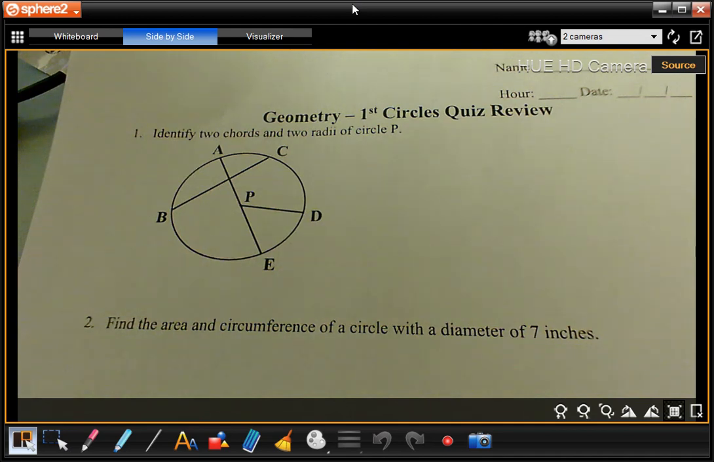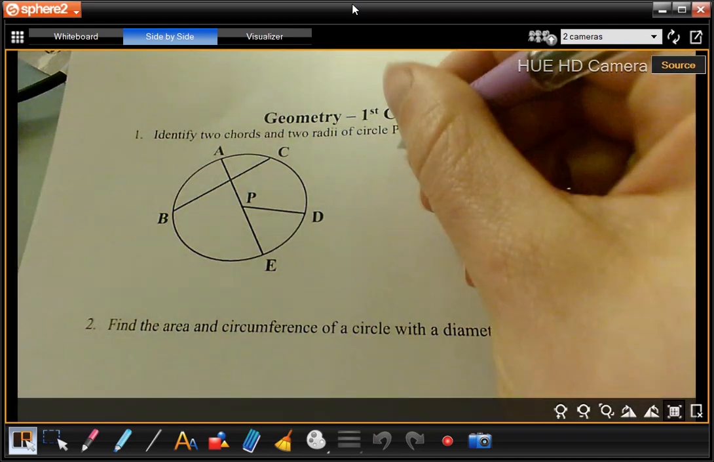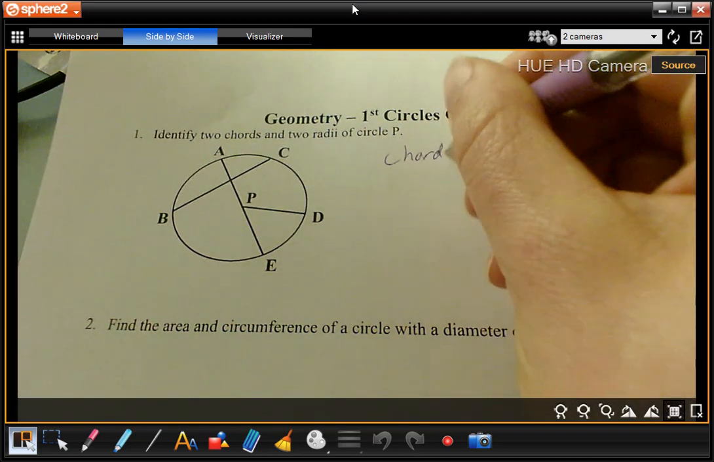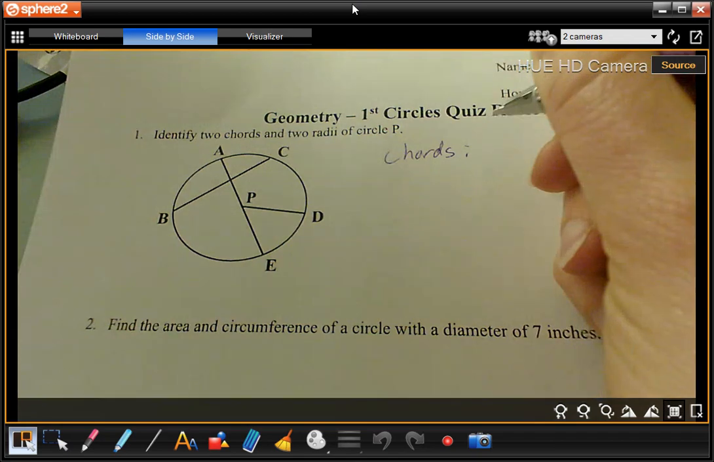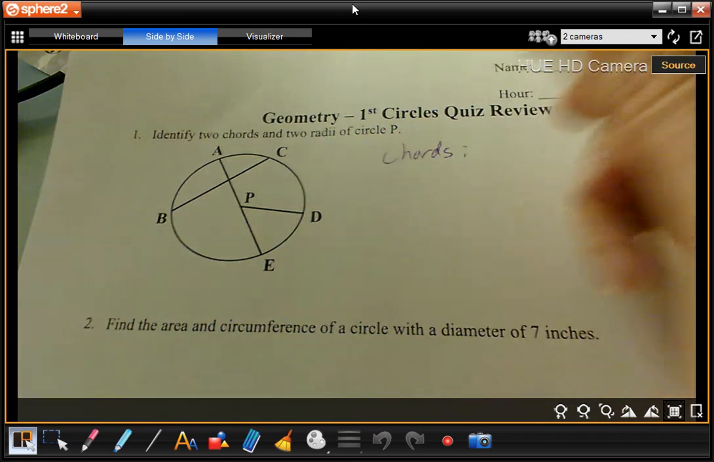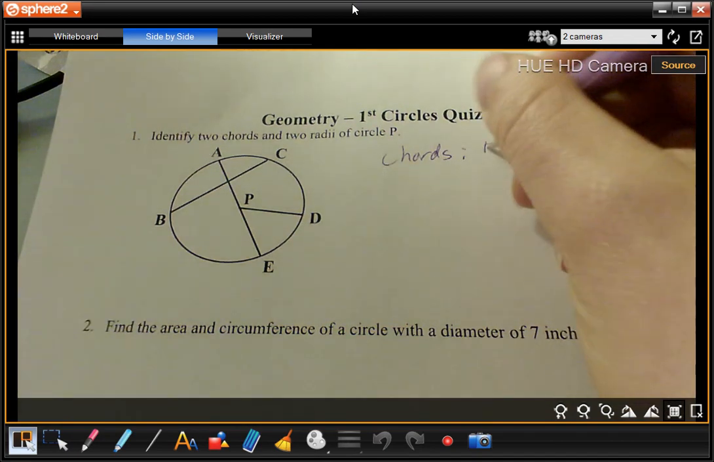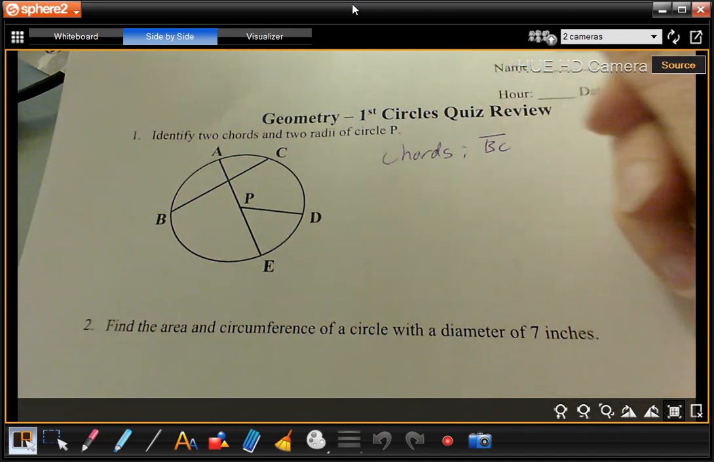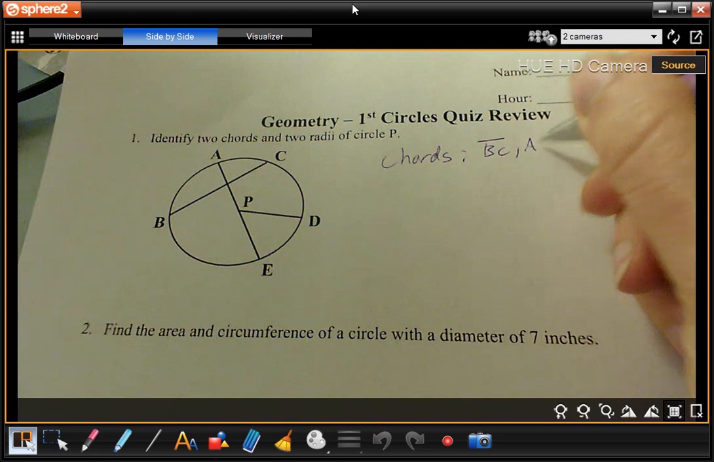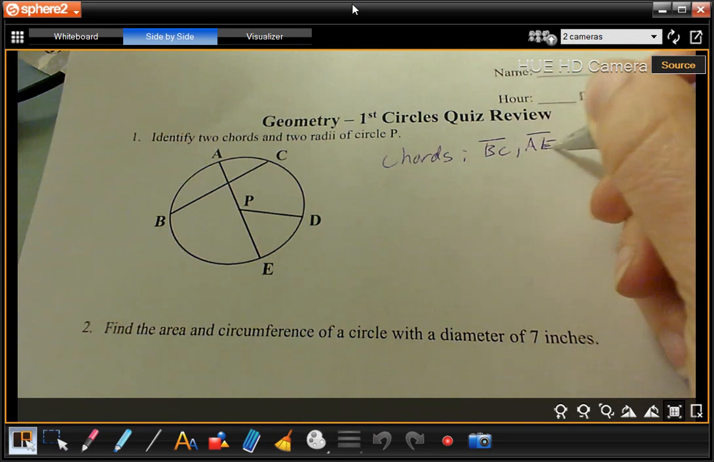So we are going to look at number 1. We are talking about chords. Now we want 2 chords. Now remember, chords have their endpoints on the circle. So we're going to look at BC, which could also be written as CB, and AE, which could also be written as EA.